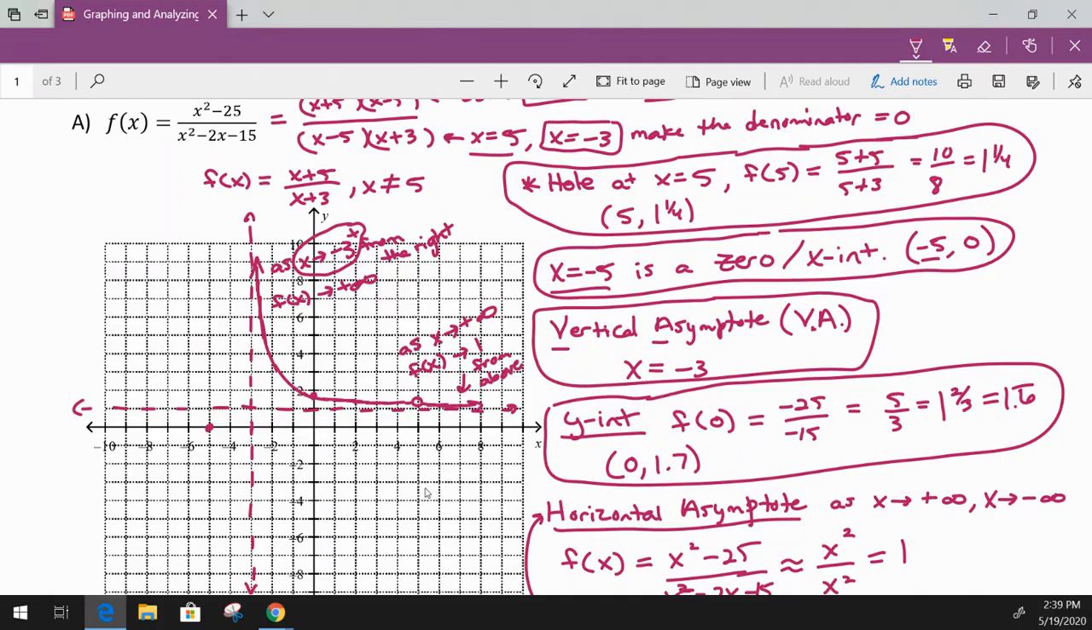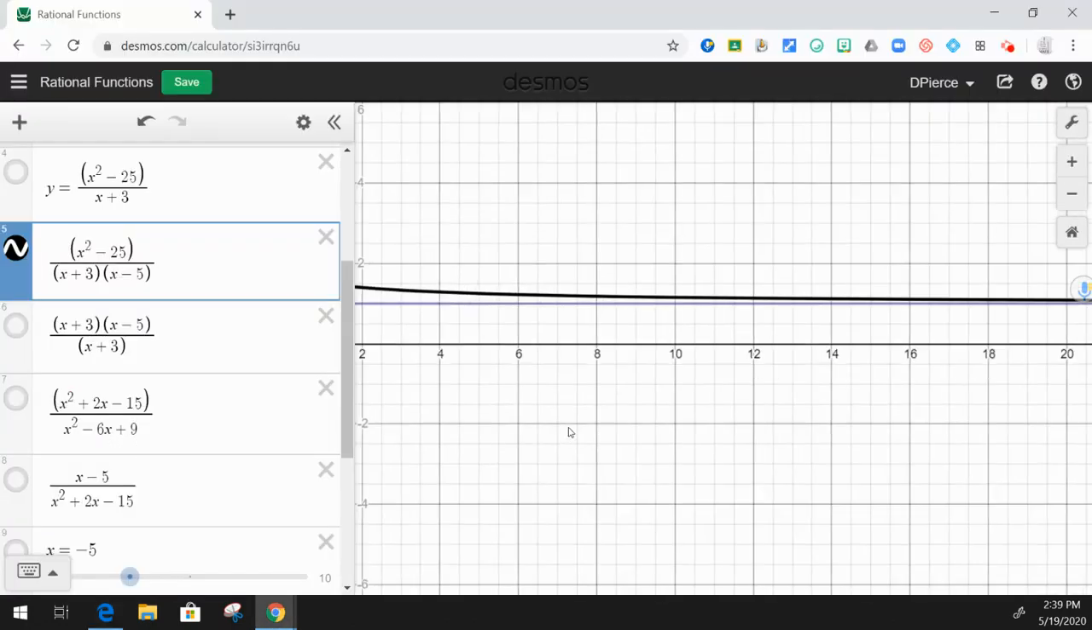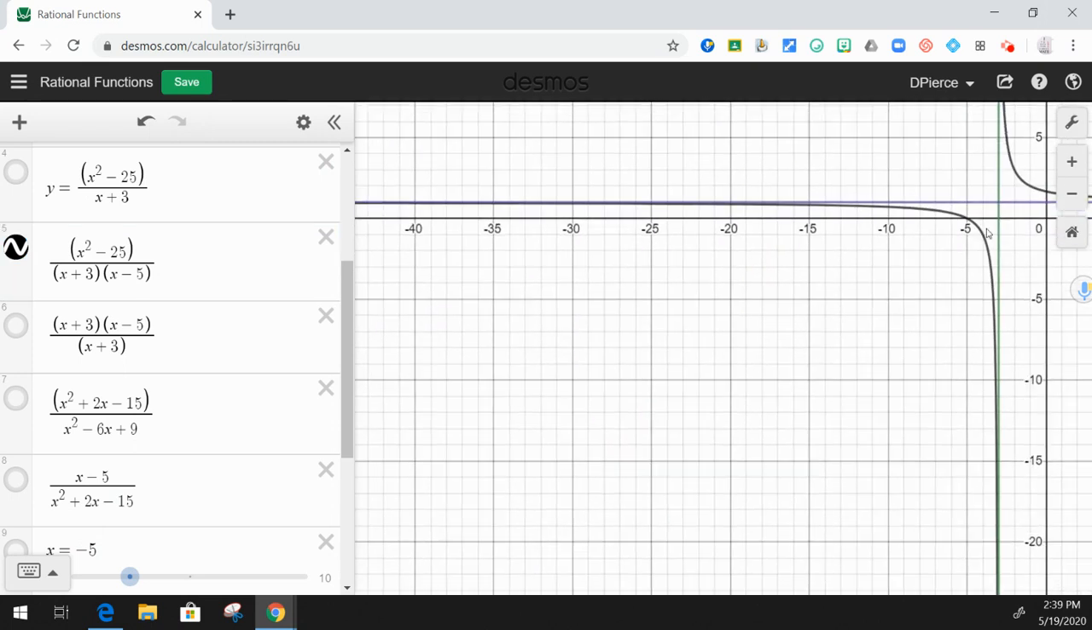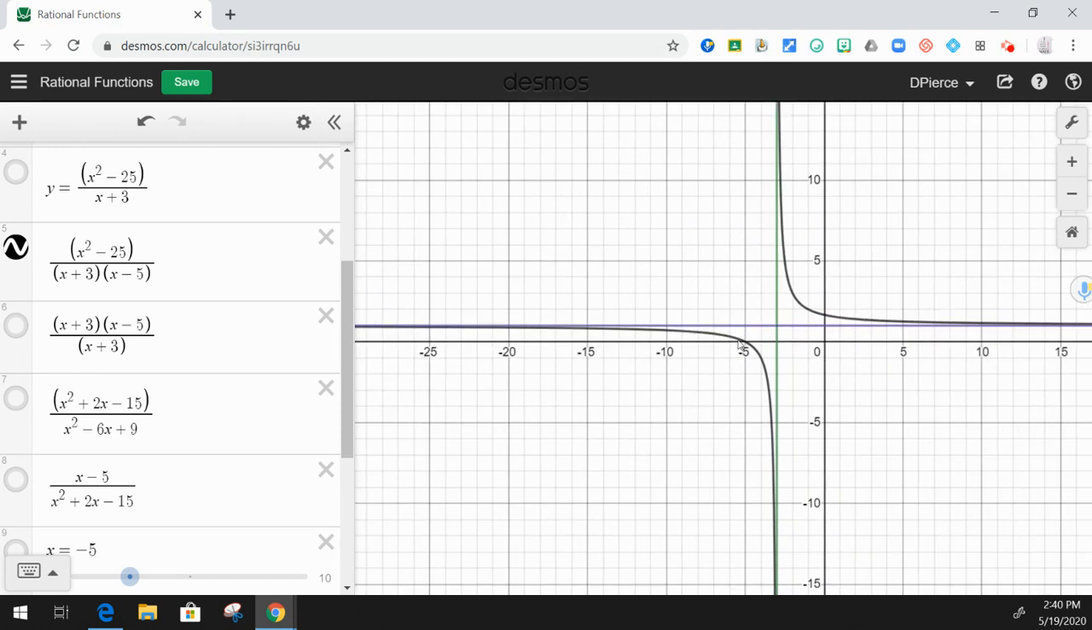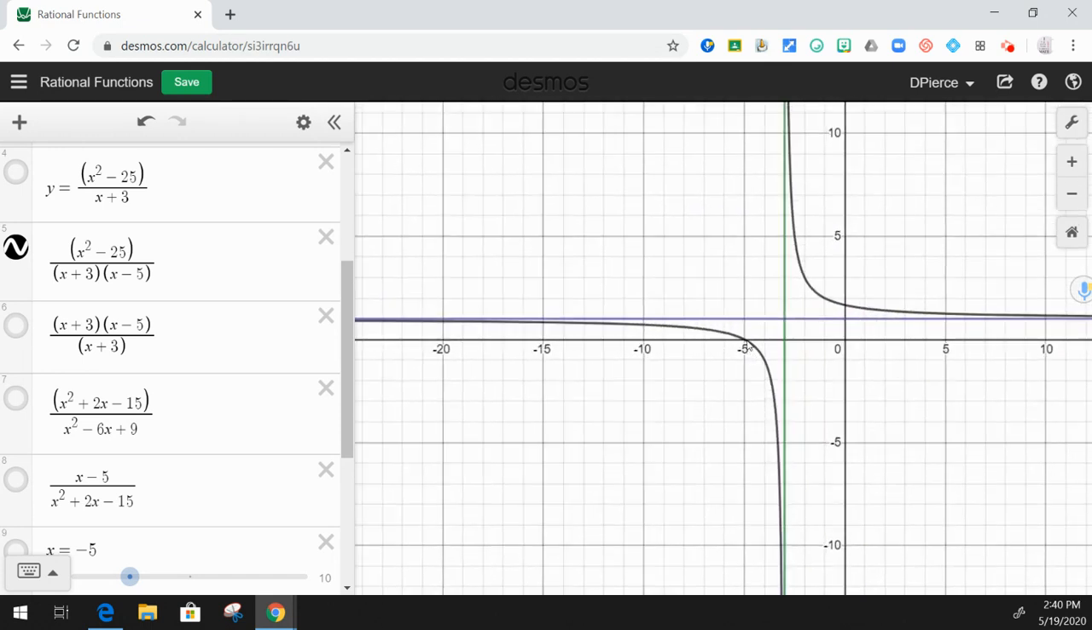All right, so now let's look at our other branch. There's going to be a second branch over here on this side, and it's going to be going down and getting closer and closer to the line x equals -3 from the right, and getting closer and closer to this horizontal asymptote as it gets smaller and smaller. If we look at this on Desmos and we focus in on this branch over here, you can see that it is crossing the x-axis at -5, and then it's getting closer as we go up and to the left. We're getting closer and closer to that purple line, which is y equals 1.